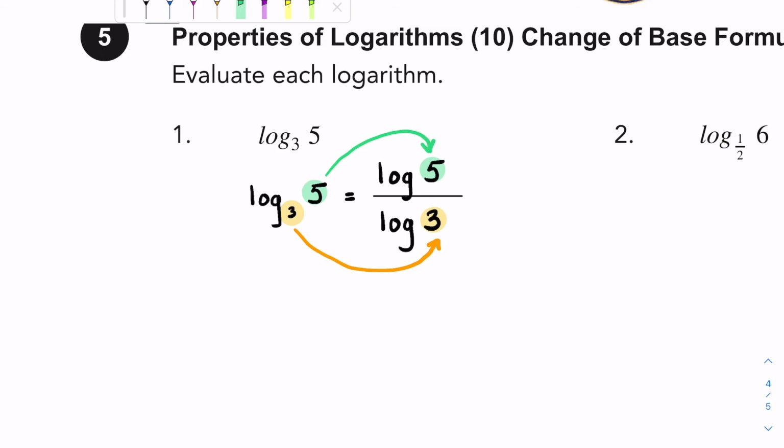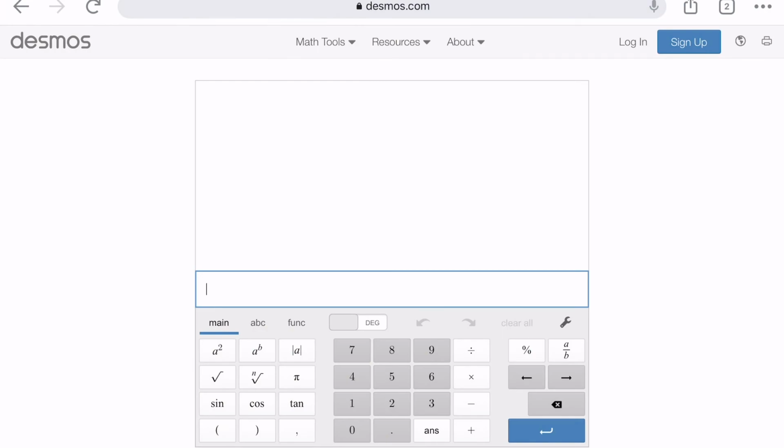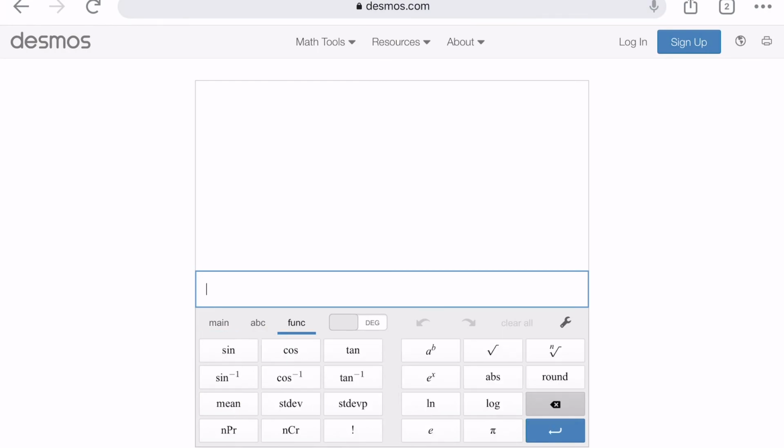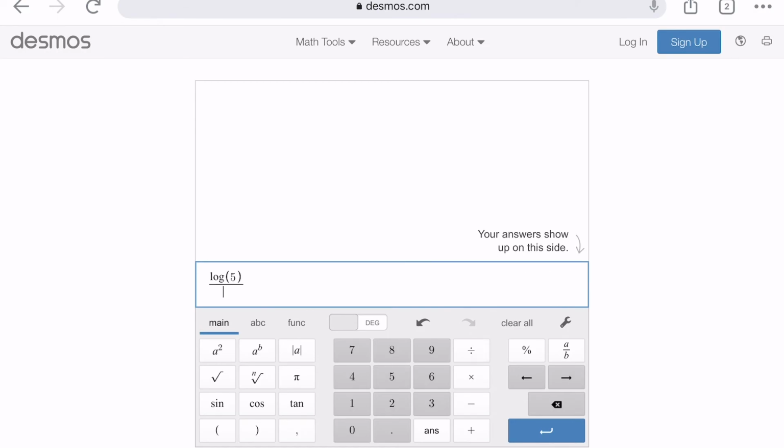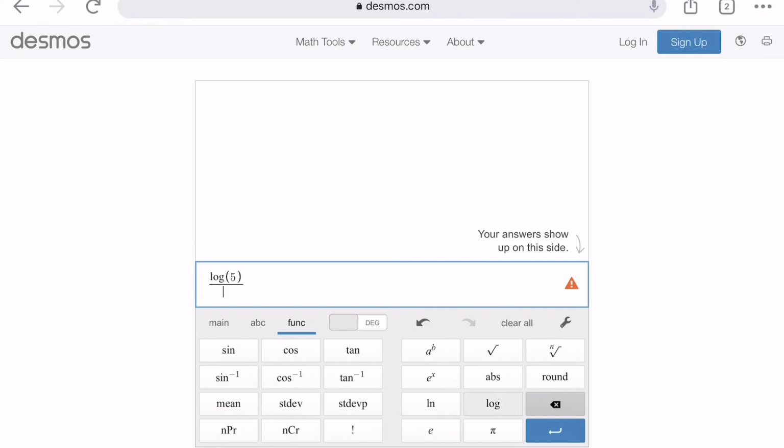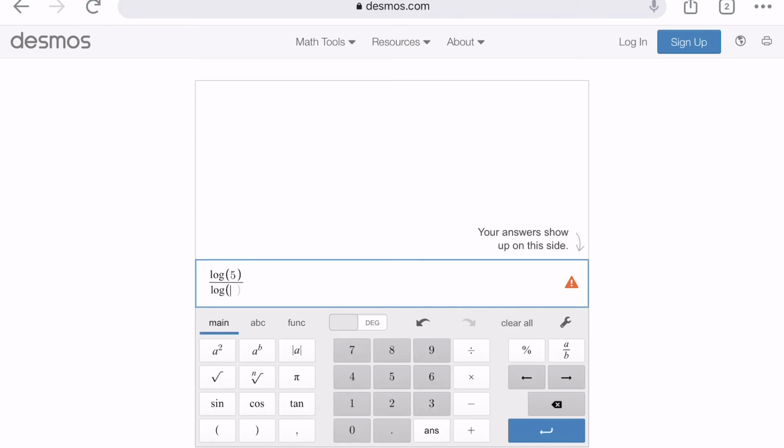Now I'm going to switch to a calculator, and I'm going to type this as log 5 divided by log 3. And you can see off to the right, my answer is 1.46497, so we'll leave that as 1.46.